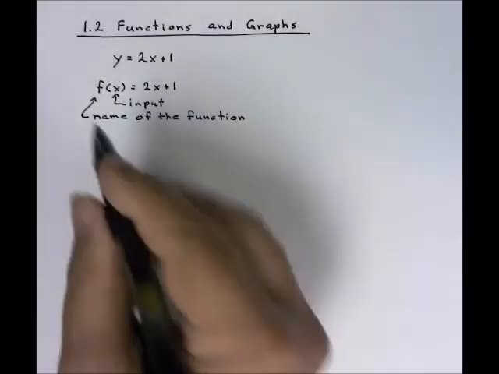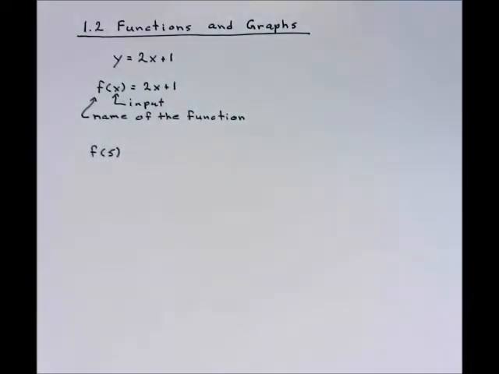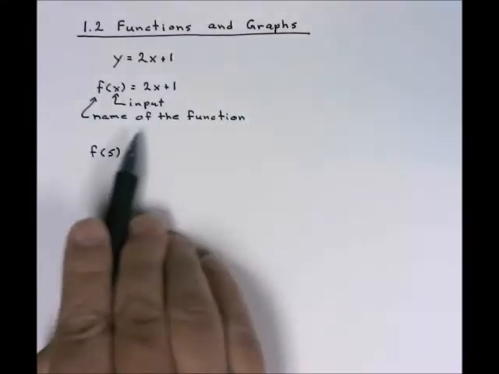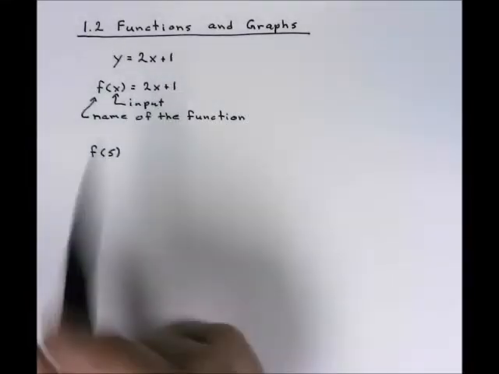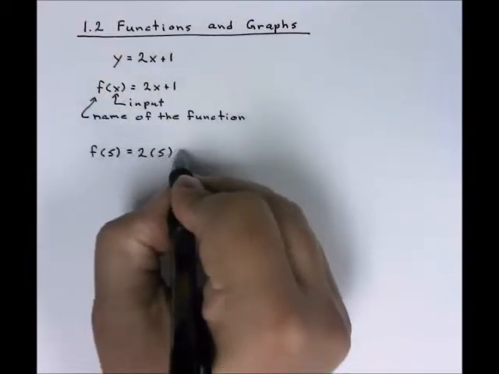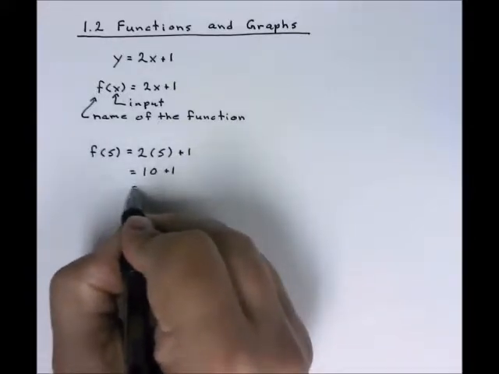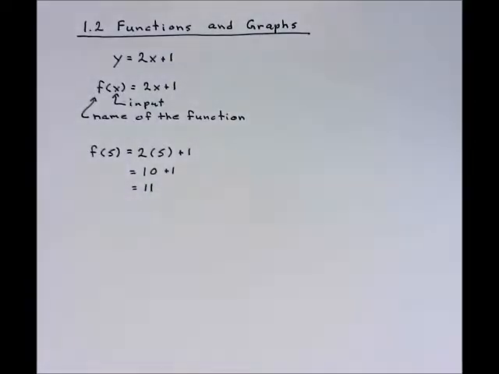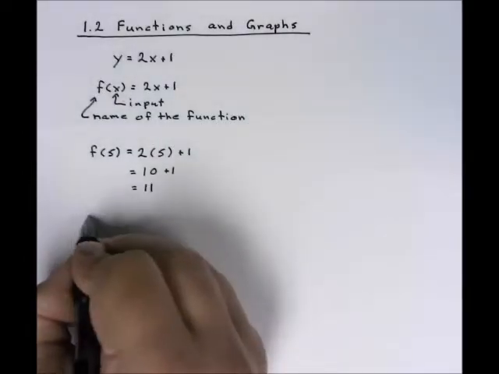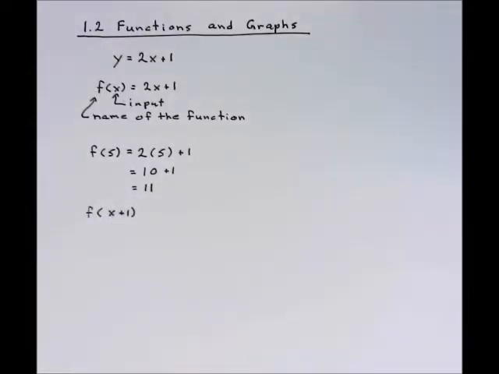And the reason we do this is because it makes it easier to put different inputs in. For instance, f of 5 just means take our original equation and where we see the x, put in the number 5. And then simplify to get the final answer of 11. And you don't always have to have numbers. For instance, I could plug x plus 1 in for x.